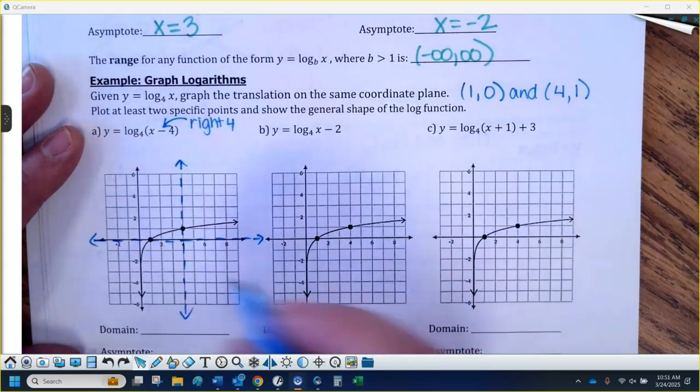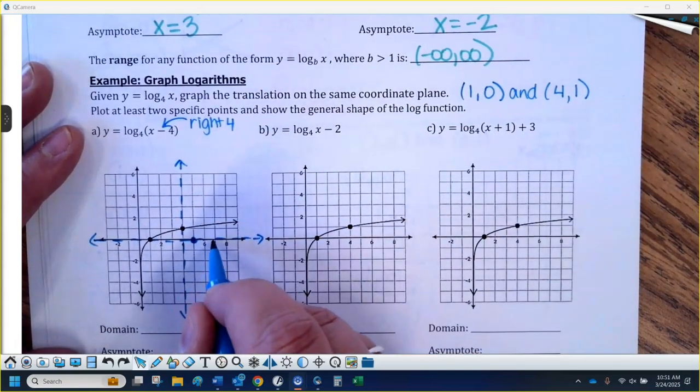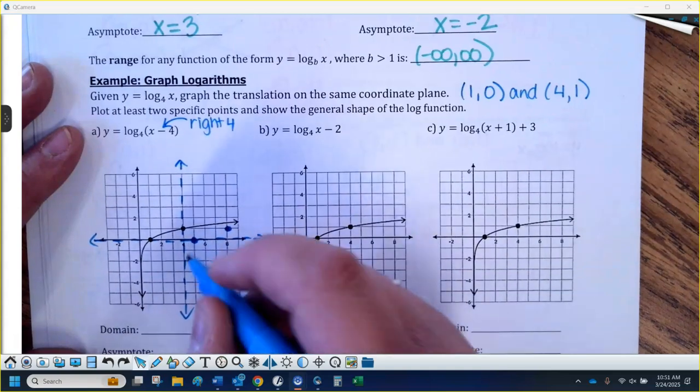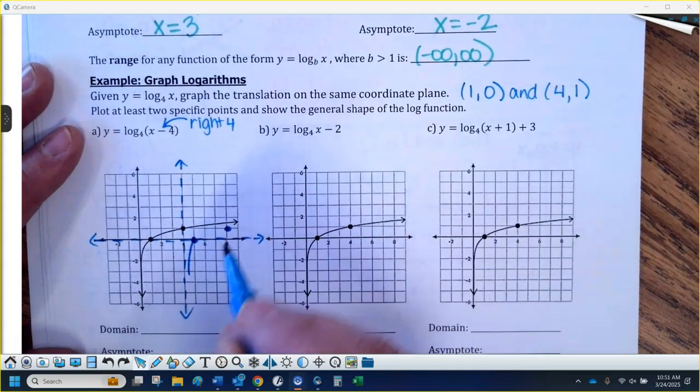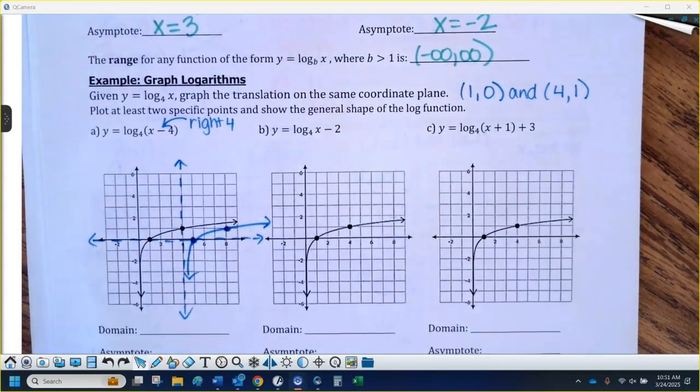So if I was graphing those 2 points, 1, 0 would be right here. And then I'm going to go 1, 2, 3, 4, 1 would be right here. And then I'm just drawing that shape, kind of trying to imitate that shape.